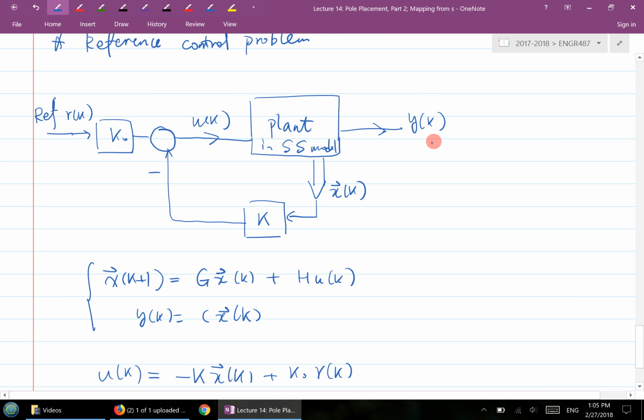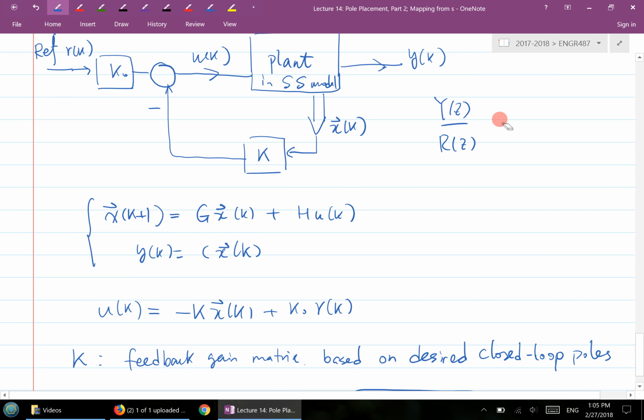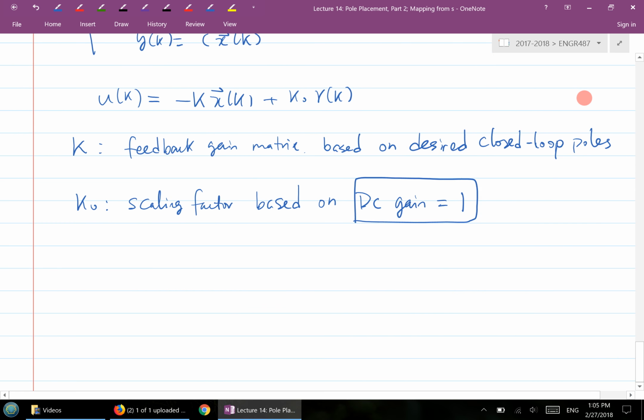All you want here is your pulse transfer function between the output and the input, which is basically the closed loop pulse transfer function here. So you want the DC gain of this one to be 1, so that will guarantee that the output will follow this input here. That's basically what it means. So let's say this one equal to something. I'll use an example here to show you how to find K and how to find K naught based on the DC gain equal to 1. So let's go through an example here.